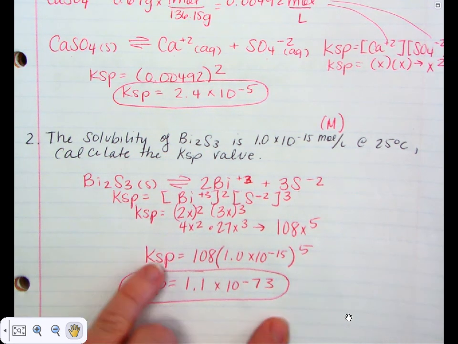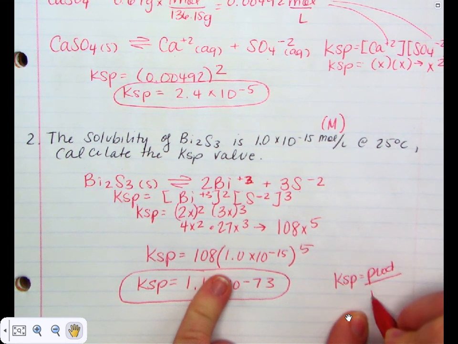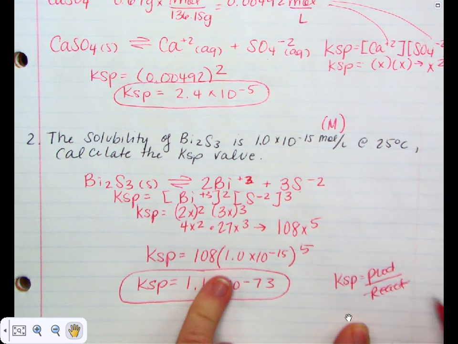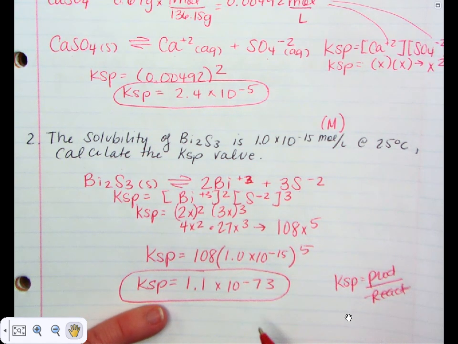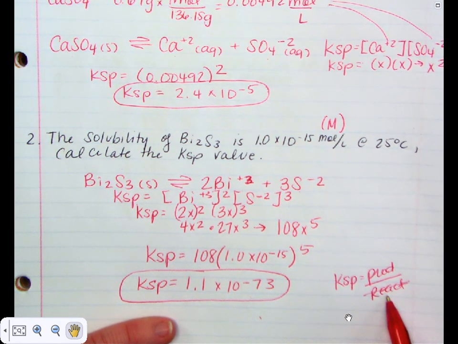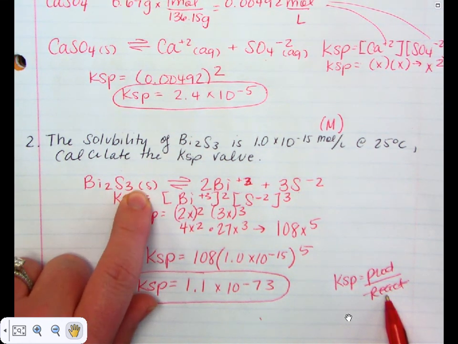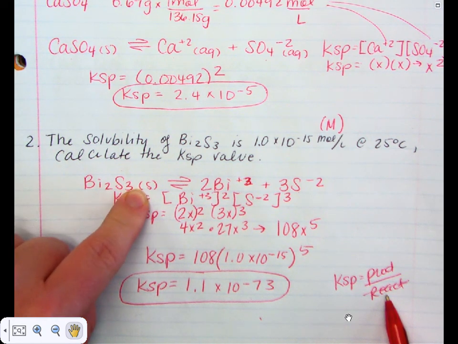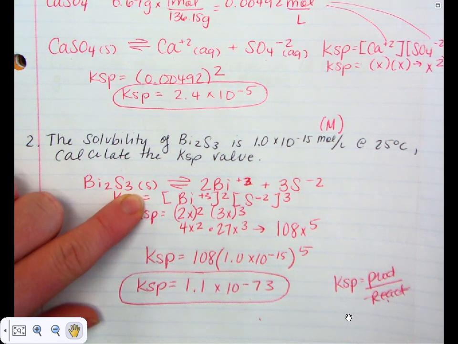Well, think about what Ksp is. Ksp is products over reactants, and it just happens to be that we ignore our reactant because it's a solid. So if this Ksp is so much less than 1, we know that the product side is definitely not favored. We are for sure favoring the reactant side. So what does that mean in this case? Well, what was on my reactant side? It's my solid. So this is extremely not very soluble. This has a very, very small Ksp value, so only a tiny, tiny amount is going to dissolve.